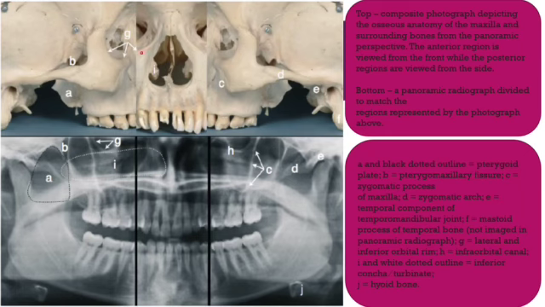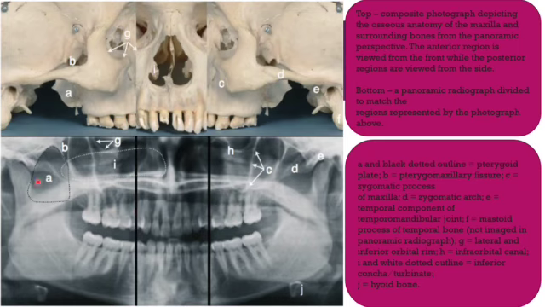This top image reflects a composite photograph depicting the osseous anatomy of the maxilla and surrounding bones from the panoramic perspective. So the anterior region is viewed from the front, while the posterior regions are viewed from the side. This bottom photograph reflects a panoramic radiograph which is divided to match the regions represented by the photograph. Now let us look into the landmarks here.